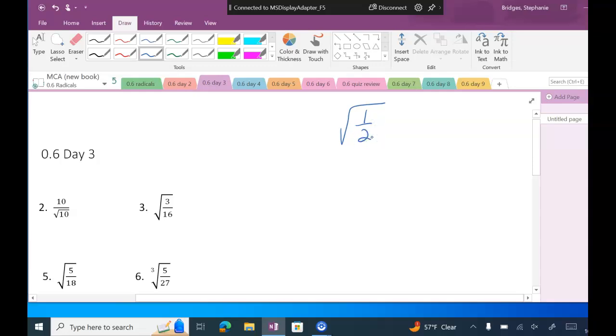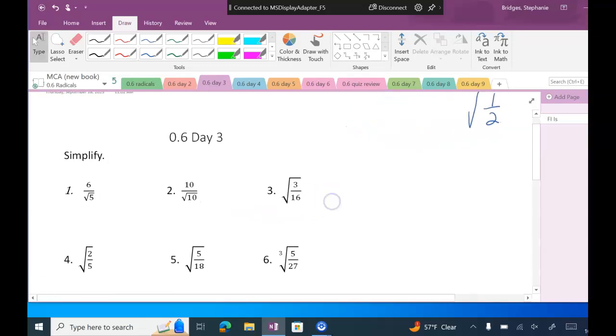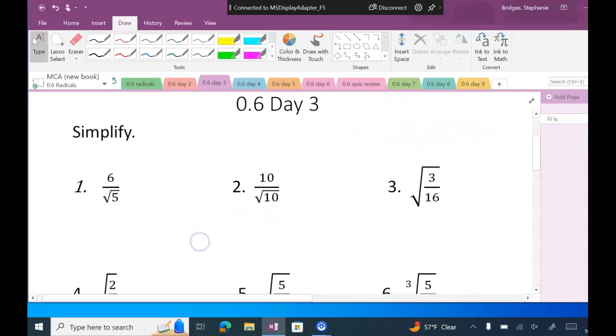You also cannot leave a radical in the denominator of a fraction. So I could not leave something that was like some number over a radical, square root, cube root, whatever. And then we also cannot leave a perfect root under the radical, which is what we've been doing for the past 2 days by simplifying. Okay, so with that being said, we're going to start with number 1.